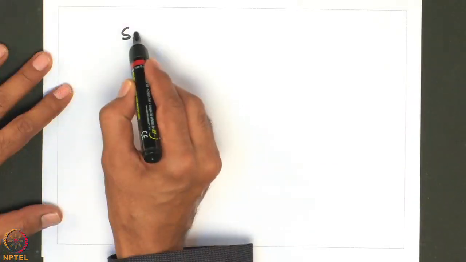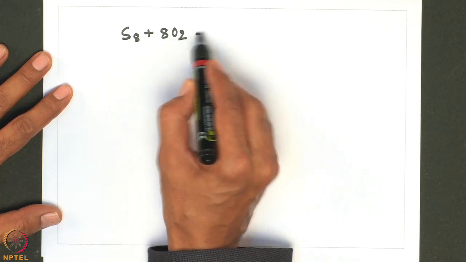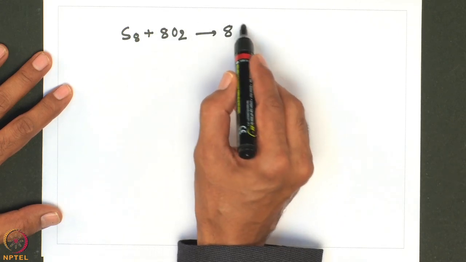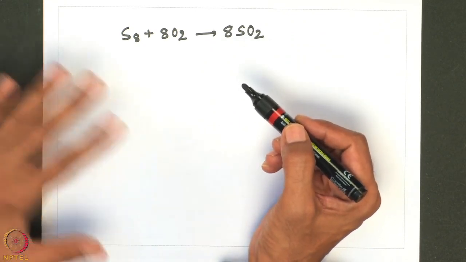Now, let us look into the interchalcogen compounds. That means, let us look into the dioxides of sulfur, selenium and tellurium. In fact, dioxides of sulfur, selenium, tellurium and polonium are known. They are essentially formed by heating the elements in air. One typical example is S8 plus O2 giving SO2. This is a typical interchalcogen compound.